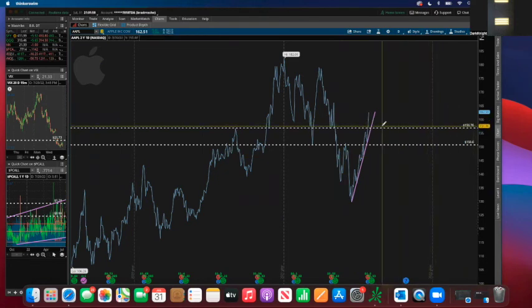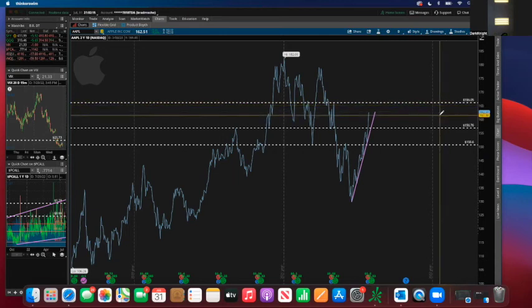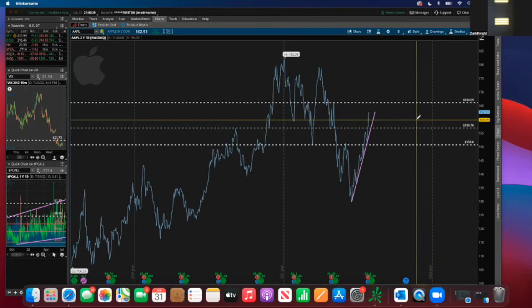So if we come down and maybe break this level, that's when I would consider playing puts. But besides that, I don't really see too much going on here. Maybe playing this level here, 166. I could see a good move down from 166 on a rejection, but really that's about it.